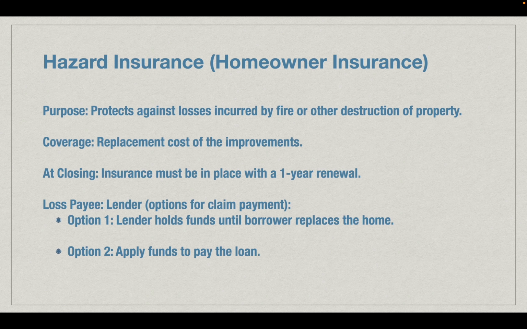The coverage is usually for the replacement cost of the home, meaning it covers what it would cost to rebuild your house, not just its market value. At closing, you need to have this insurance in place, and it should be set to renew automatically every year. If something happens and you need to make a claim, the lender is usually the loss payee, which means they get the insurance money. They have a couple of options: they can hold on to the funds until you rebuild, or they can use the money to pay down your loan.